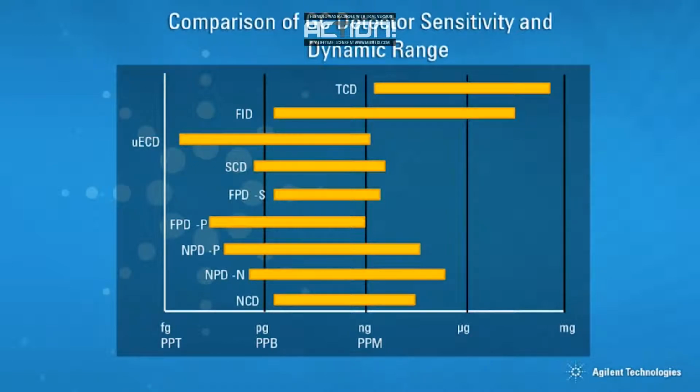The MDL speaks to how low of a concentration a detector can still provide a measurable response for, when a measurable response is defined as a peak height 2 to 3 times the noise level. This is a graph that depicts the detection limit and the dynamic range for each of the more common GC detectors.